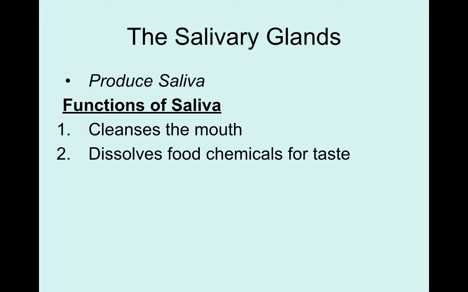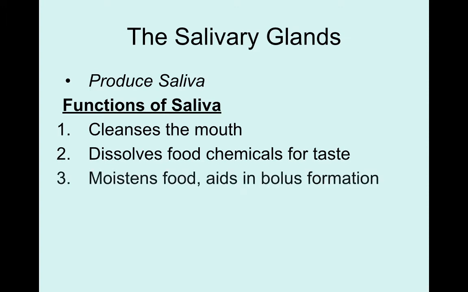Also, you guys, we really wouldn't be able to taste anything if it wasn't for our saliva. Our saliva dissolves the chemicals in the food so that the particles from those chemicals can attach to sensory receptors in our taste buds and allow us to taste the food that we're eating. Obviously, one thing you did know about saliva is that it moistens your food. It helps to moisten the food to make it easier to swallow, to get down your esophagus, and it aids in the formation of a bolus, okay?